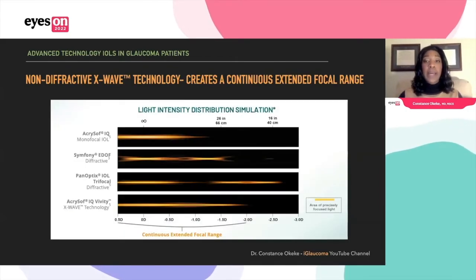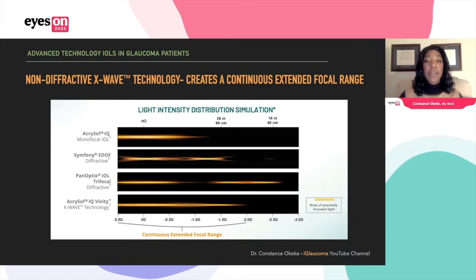And here, as we look at the light distribution in various different lenses, we can see how in the Vivity lens with X-wave technology there is this extended focal range. And what's important about it is that it is continuous. There isn't an area where there's actually a lessening or a diminishing of light. So you have no splitting of the light. And so that's why there is that ability to have good contrast sensitivity and less dysphotopsias.